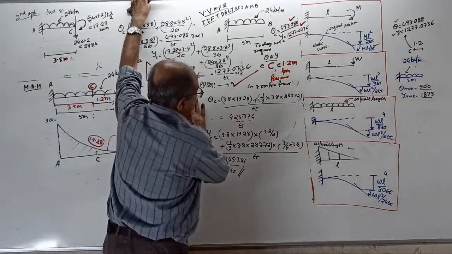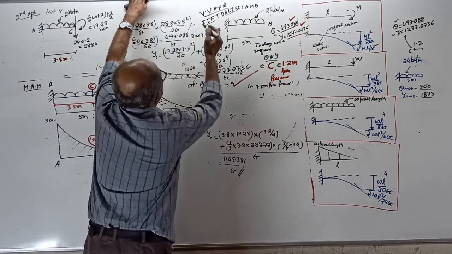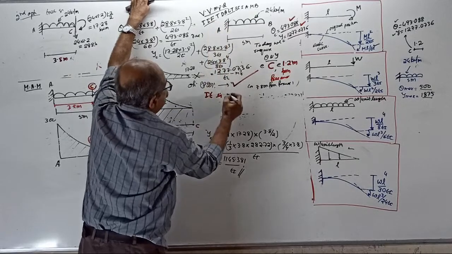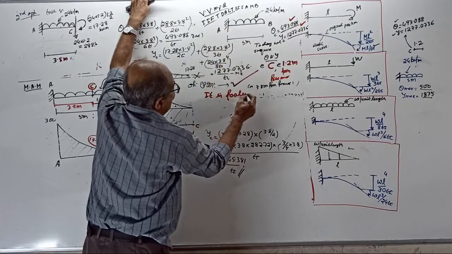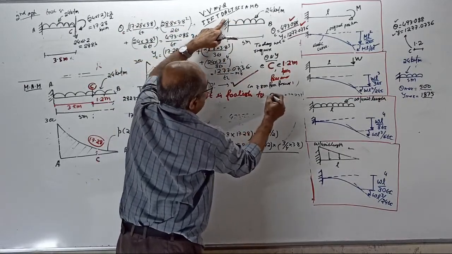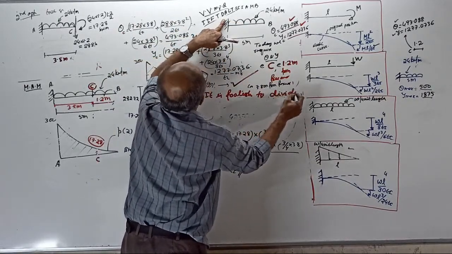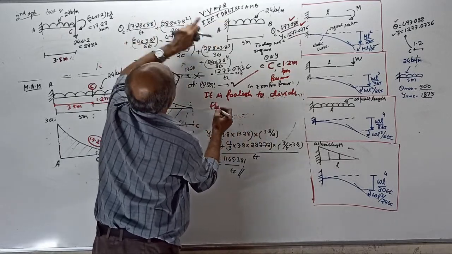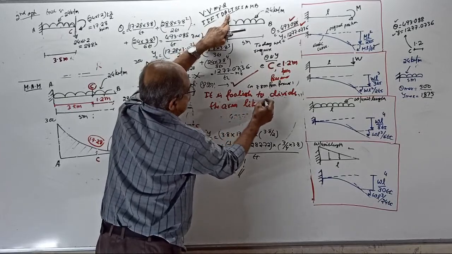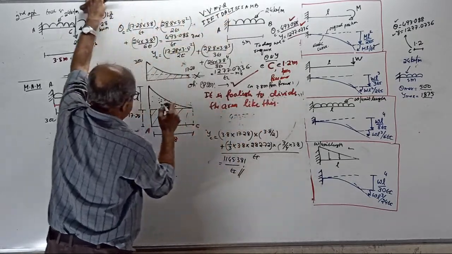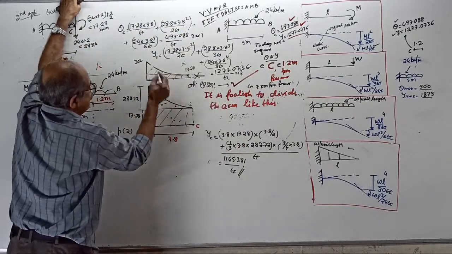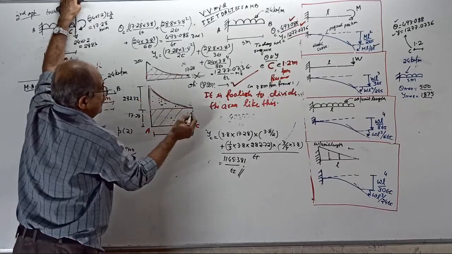See, make a note. I write here, this I am removing. See, it is foolish to divide the area like this. It is foolish to divide the area like this. See? Like this.